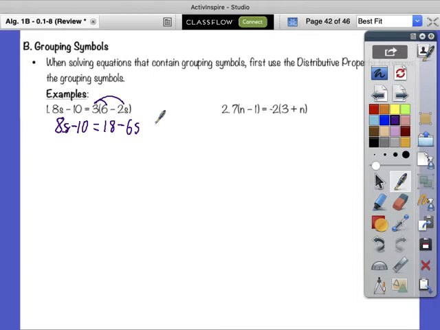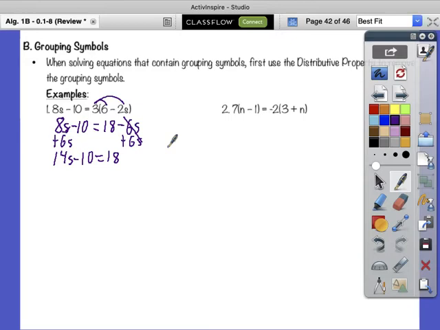Okay, now what would we do here? Would we want to subtract 8s or add 6s? Add 6s. What's 8s plus 6s? 14s minus 10 equals 18. And then these two 6s zero out, don't they? They cancel, because they go to 0.